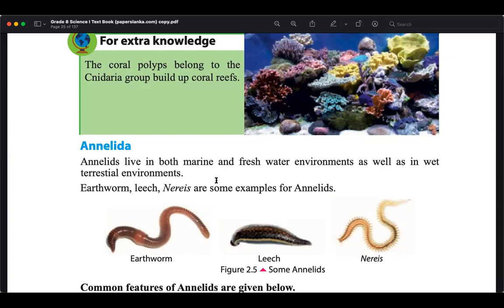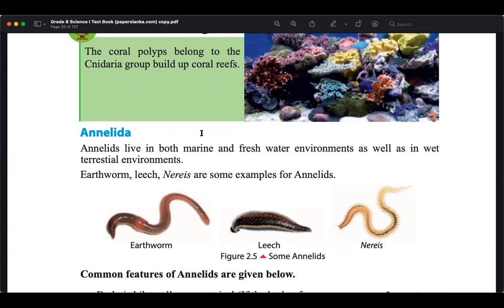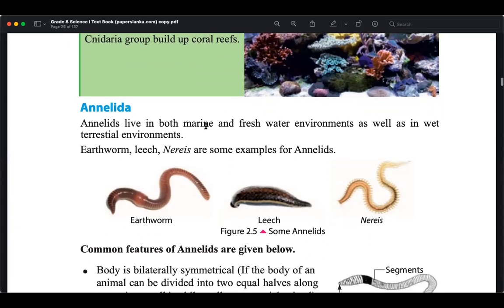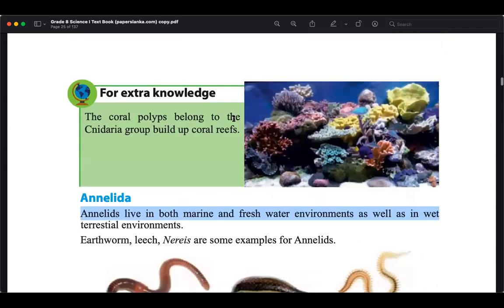I think you have heard of it. There are some Annelida living in the hydrosphere, but mostly they are in the lithosphere. Lithosphere means Earth's surface. This annelid lives in both marine and freshwater environments. Here, freshwater environments, right? No need to be inside the water. So here you can see the previous one we discussed.